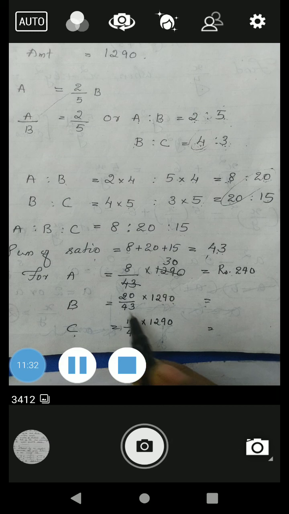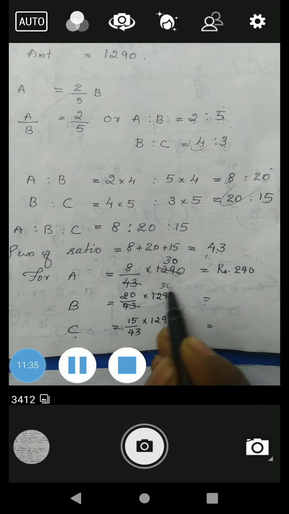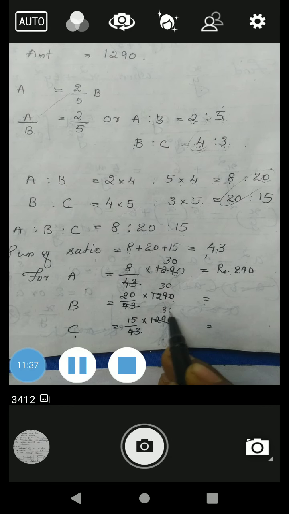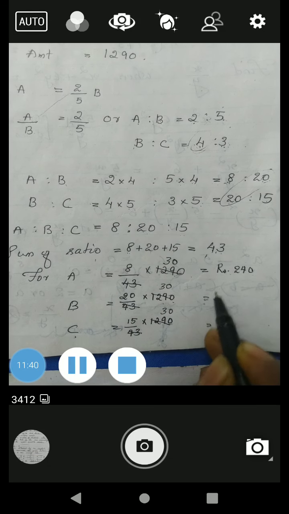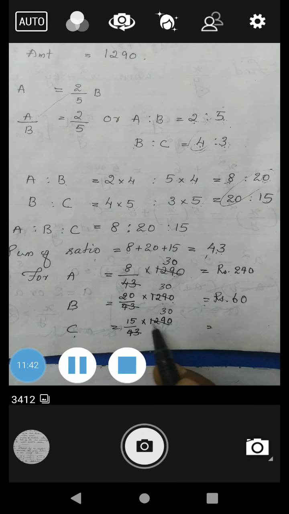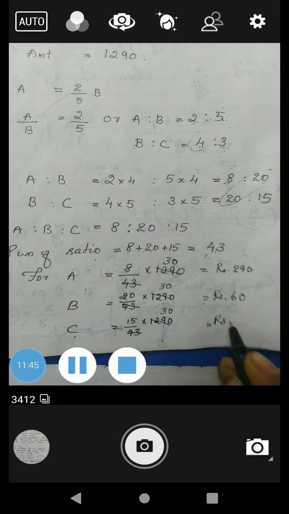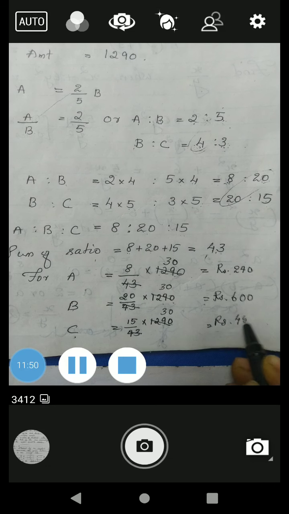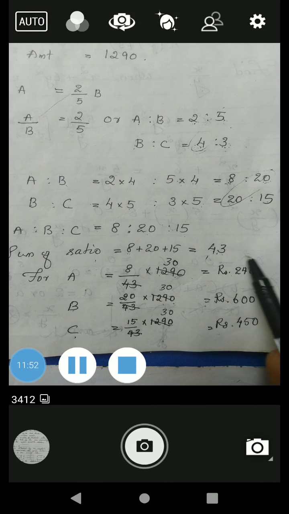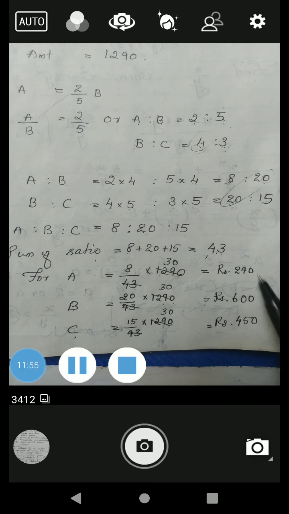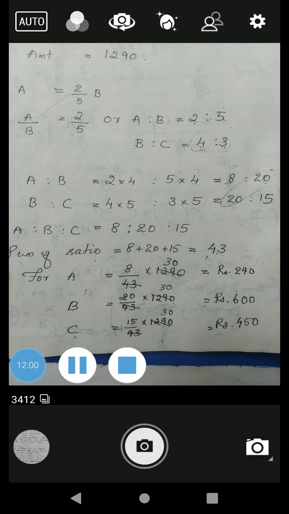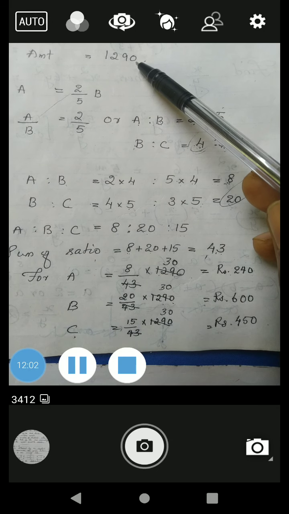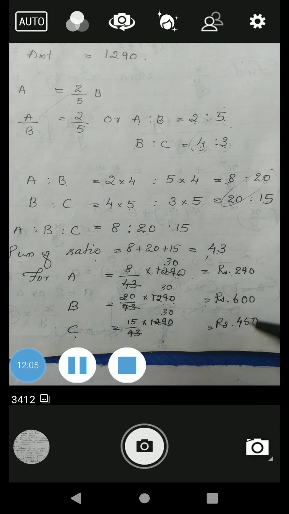Multiply, and these two can be cancelled, 30, and here also 30. So, you will get 600 here. And here 600 here, and here you will get 450. When you add these three, total amount, what is the total amount? That is 1290. In this way we can divide, right?